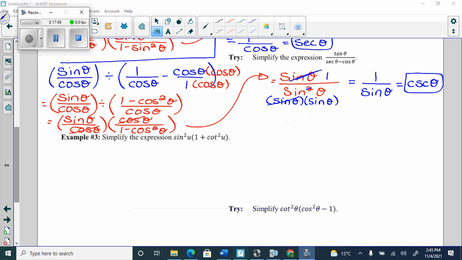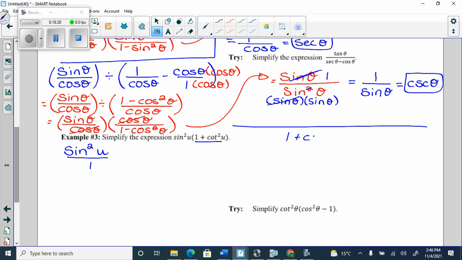So here we have sine squared theta, or in this case sine squared u, over 1 technically. What's 1 plus cotan squared theta? Can I replace it with anything? Is there such a thing? There's a formula on your formula sheet that says 1 plus cotan squared u equals cosecant squared u.